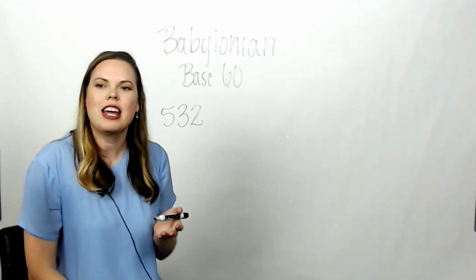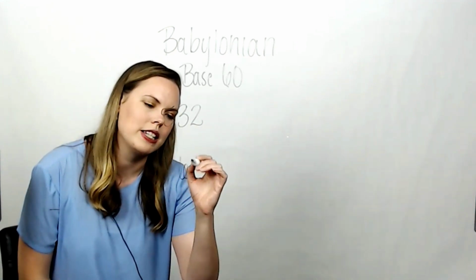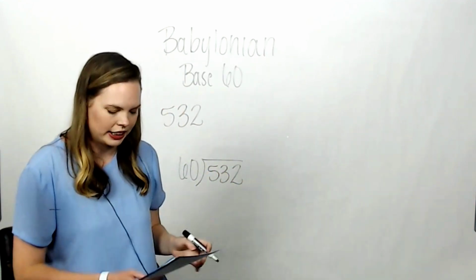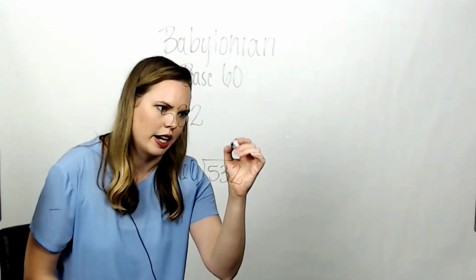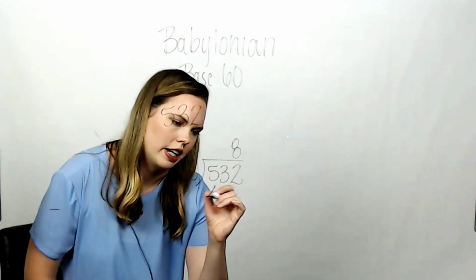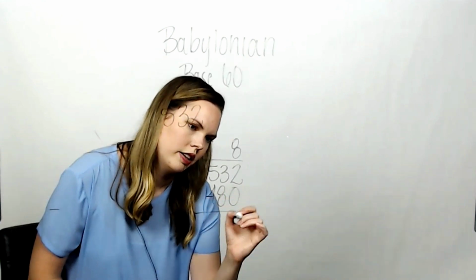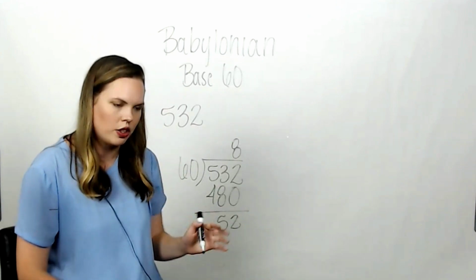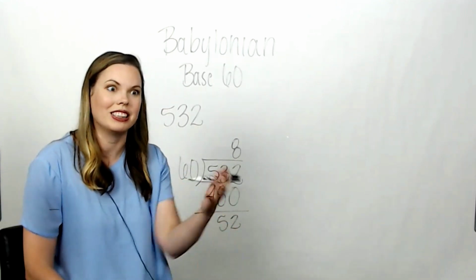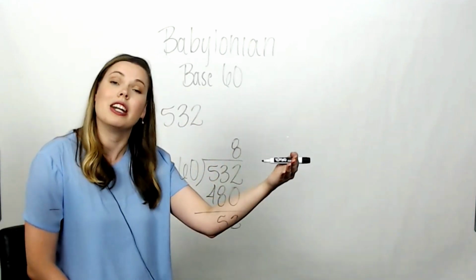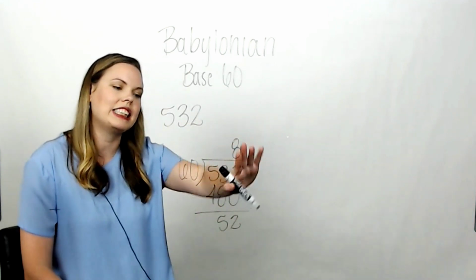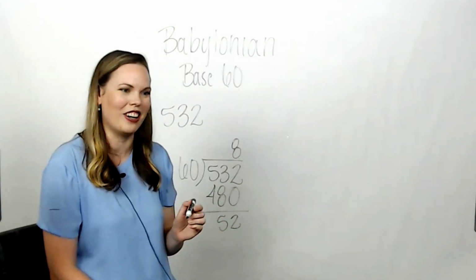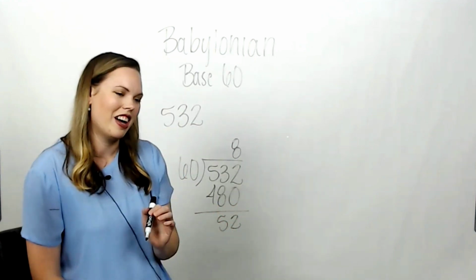So I'm going to take 60 and put it into 532, see how many 60s I'm going to need for this place value. It goes in 8 times, and 60 times 8 is 480. Okay. Do the subtraction, we get 52, and so this is how many ones we have, because the next lowest place value would be the ones place. So 8 60s and 52 ones. That's the downfall to some of the larger ones, is I'm going to have to write 52 of this.